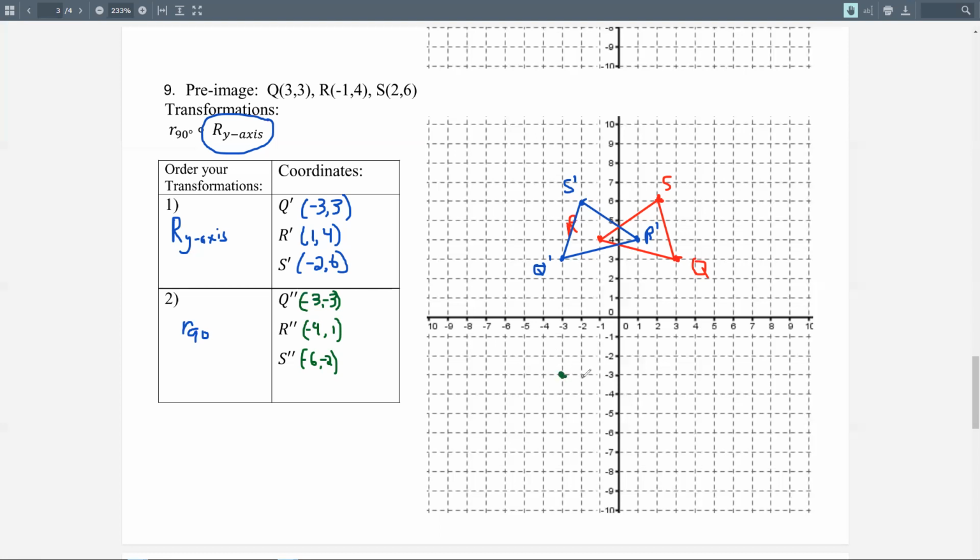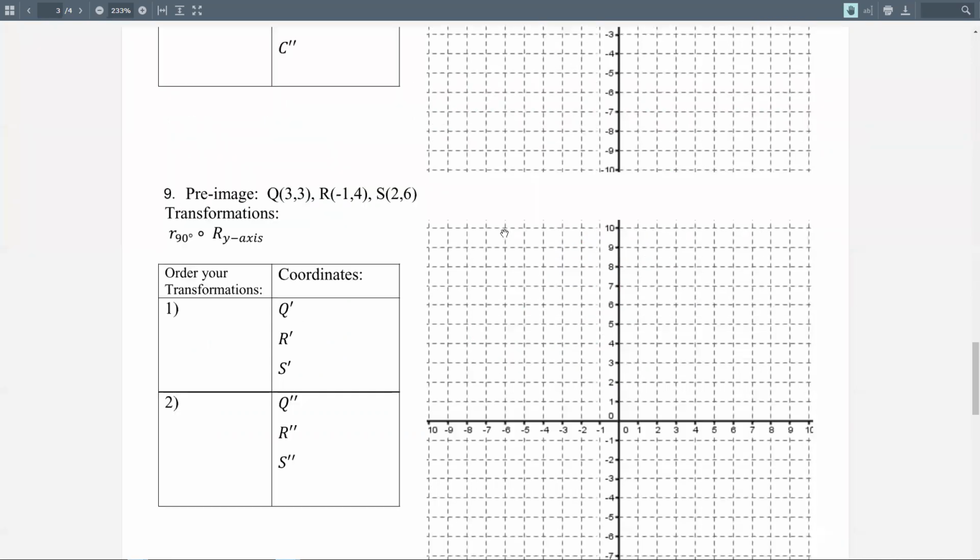So there's negative 3, negative 3. That's Q double prime. Negative 4, 1 is going to be R double prime. And then negative 6, negative 2 is S double prime. And there is our rotation. So we reflected across the y-axis, and then we rotated 90 degrees counterclockwise.